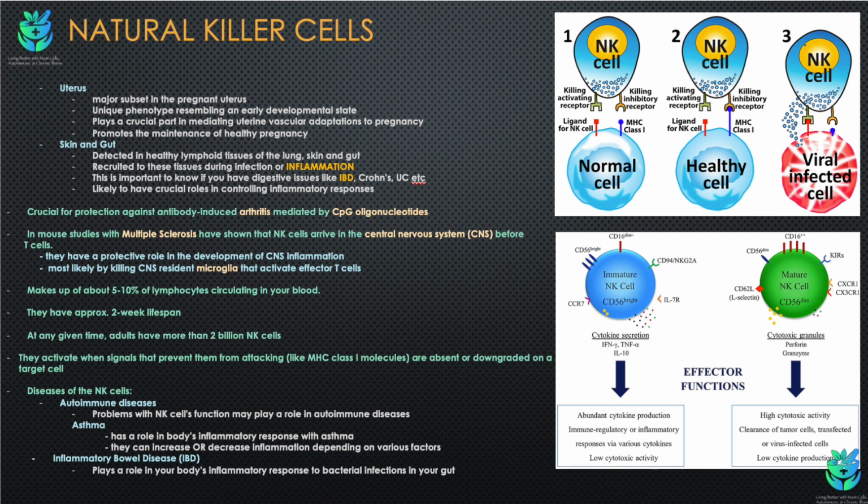Asthma. It has a role in the body's inflammatory response with asthma, and they can increase or decrease inflammation depending on various factors. Inflammatory bowel disease. It also plays a role in your body's inflammatory response to bacterial infections in your gut. So you can see where cell damage, or if another part of your immune system is not working properly, this has a massive cascade effect. So it's extremely important to make sure you take care of your body so that your immune system stays in homeostasis.